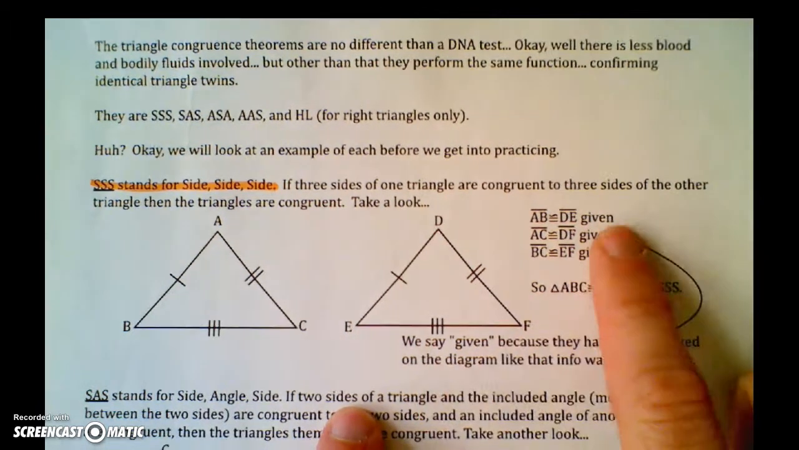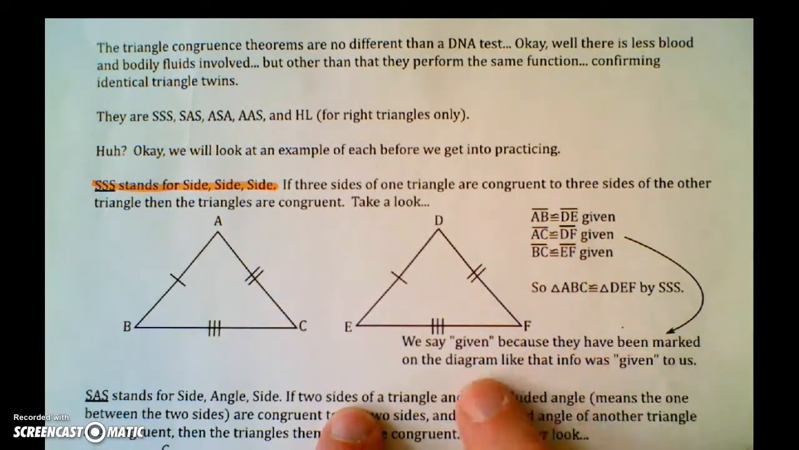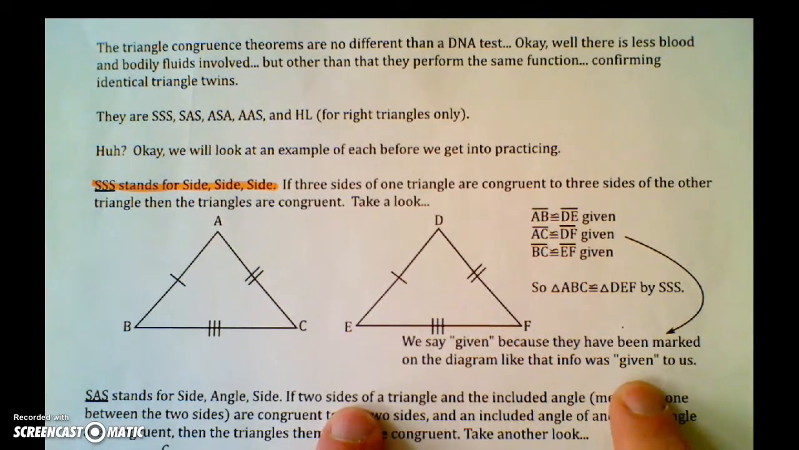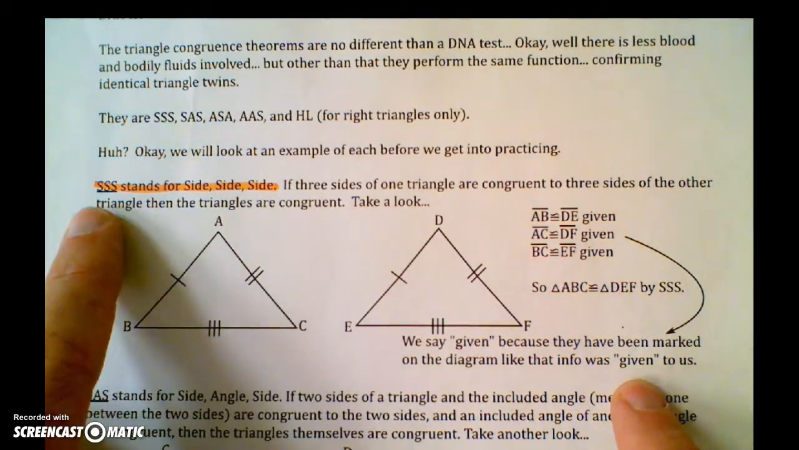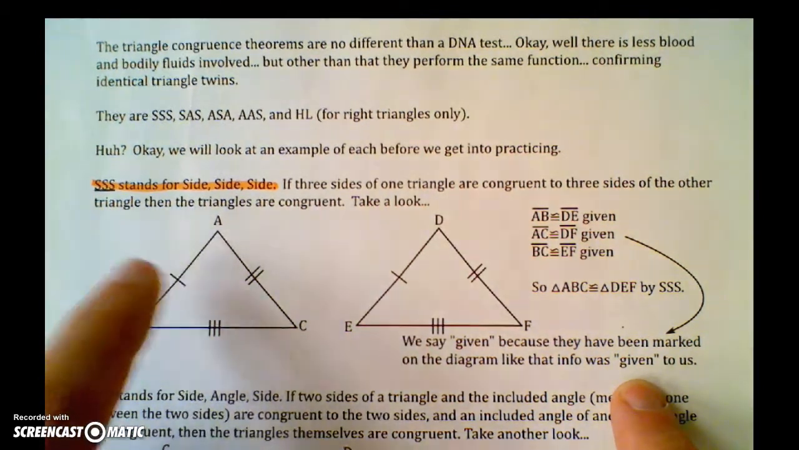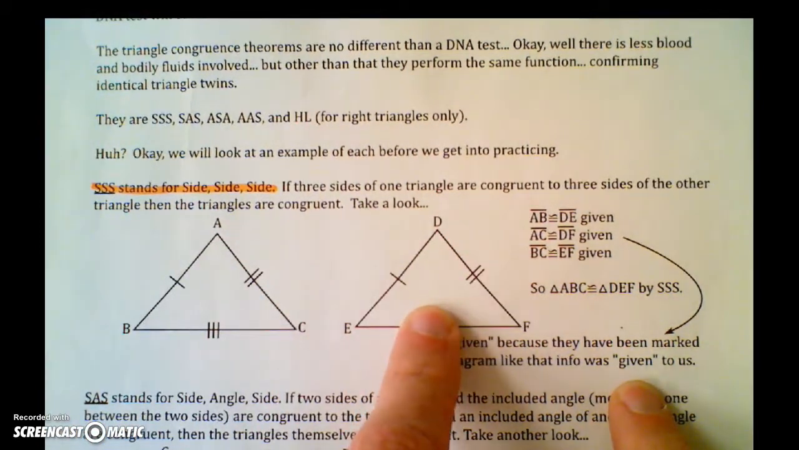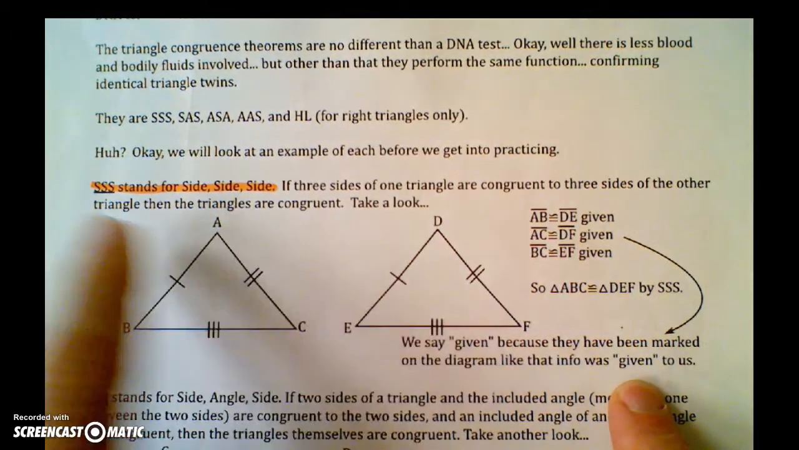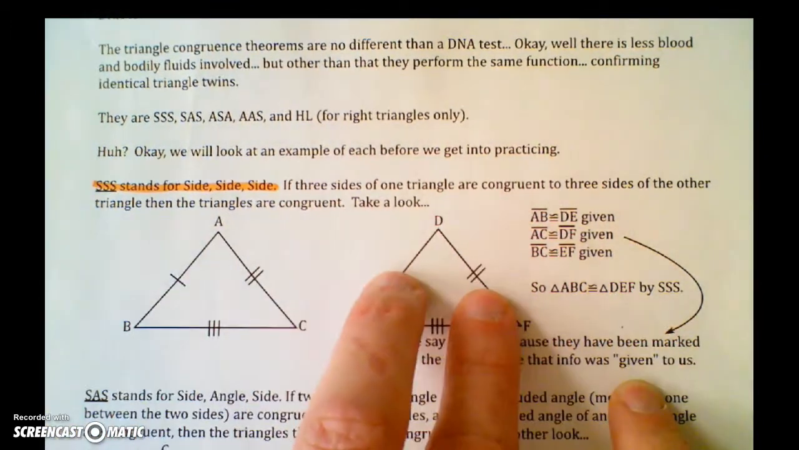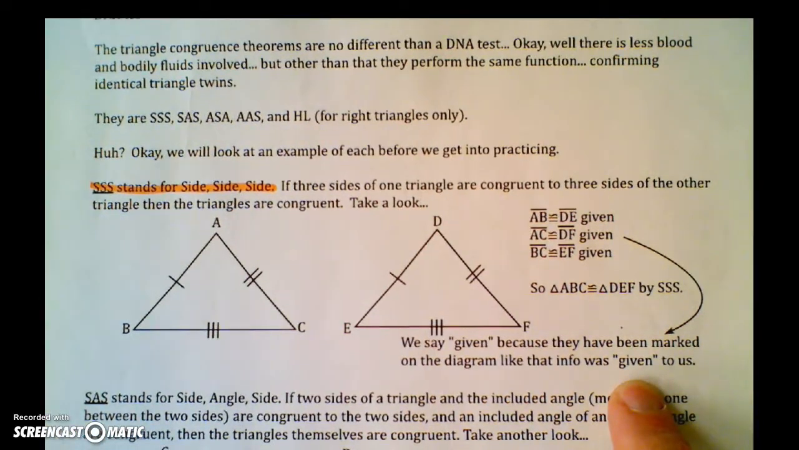We say given because they have been marked on the diagram like that, as if the info was given to us. So if I give you two triangles and I ask you to prove if they're congruent or not, one method is to use SSS. See if all three sides on each triangle are congruent to each other. The ones on this triangle should match up with their corresponding parts, just like we practiced last week.